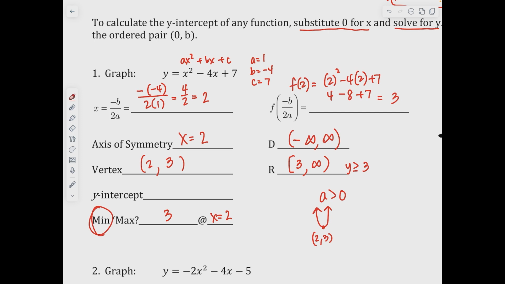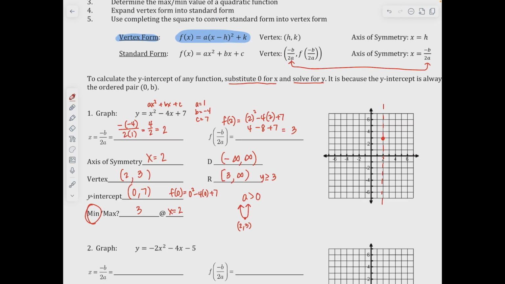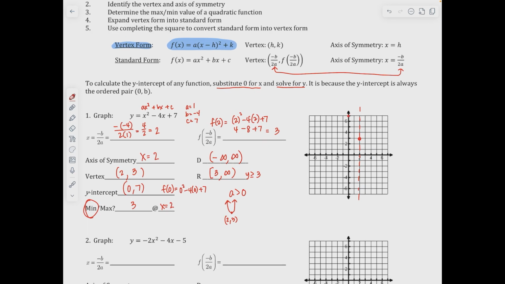My y-intercept is what happens when x equals 0. That is actually quite easy because when you put in 0 for x, you get 0 minus 0 plus 7, which is just 7. So my y-intercept is located at 0, 7. If I go to my graph and I plot 0, 7, I get that point right there.